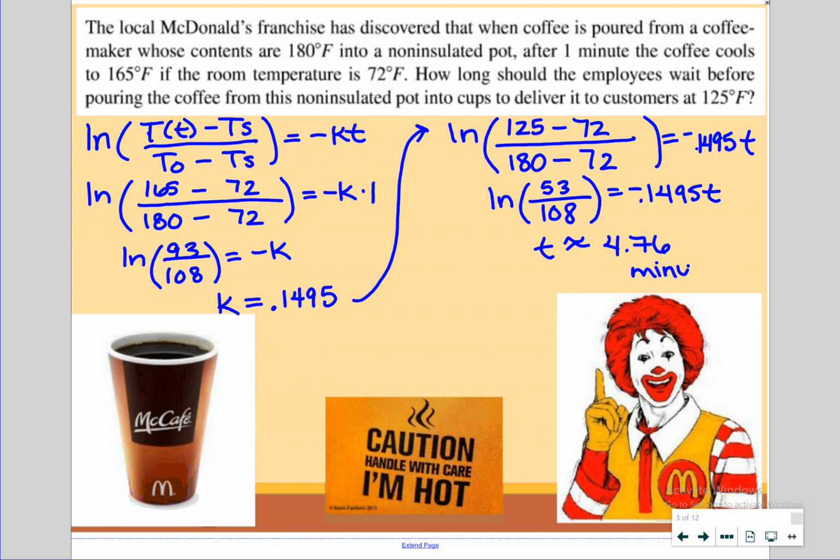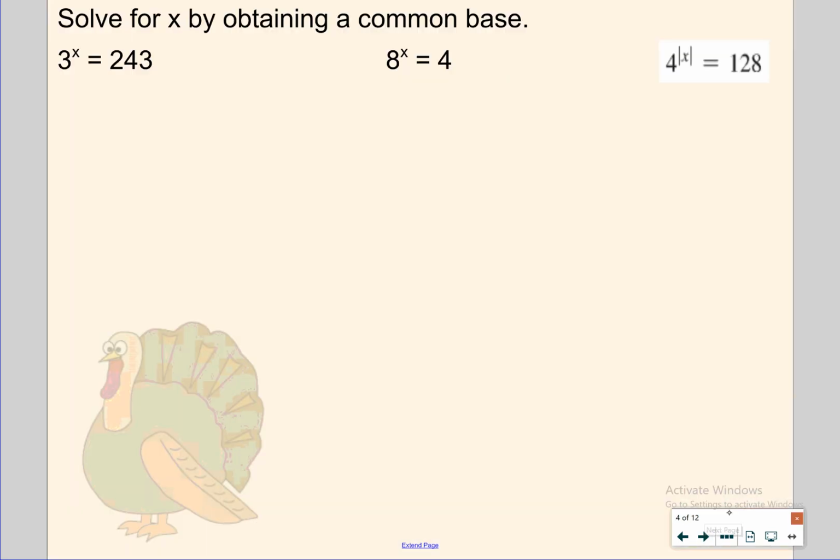Minutes. So let's pretend you were the manager at McDonald's and you had to tell your employees how long to wait before serving the coffee to customers. Would you tell your employees to wait 4.76 minutes? Likely not. What would you tell them? You would round it up, not down. So you would probably say 5 minutes would make it a safe enough temperature to be served. Okay? That's Newton's law of cooling. Any questions? Cool. All right, moving on.